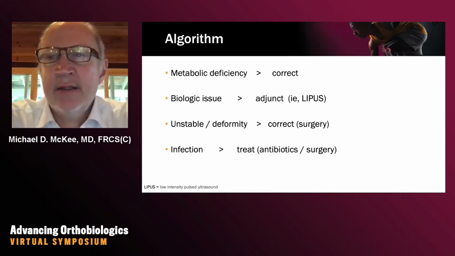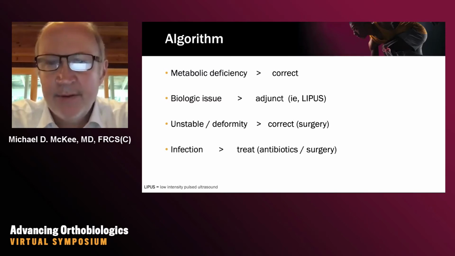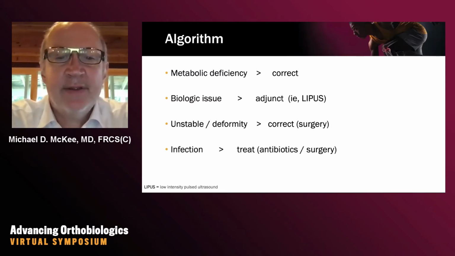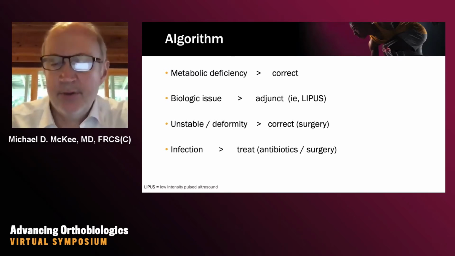If there's an instability or deformity at the fracture site, then obviously that needs surgical correction, among the other things we talked about. And then lastly, infection. To treat any is a critical thing, and it's often unrecognized. If there's infection, we need to treat that with either antibiotics or surgical intervention.